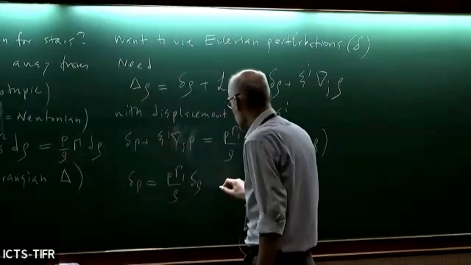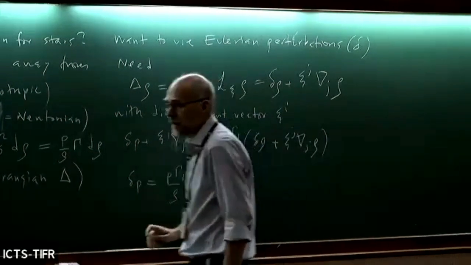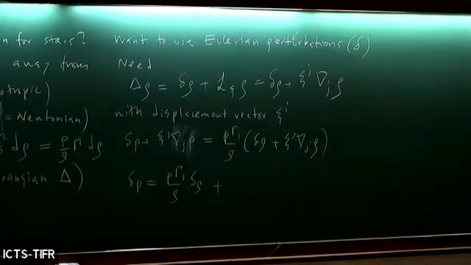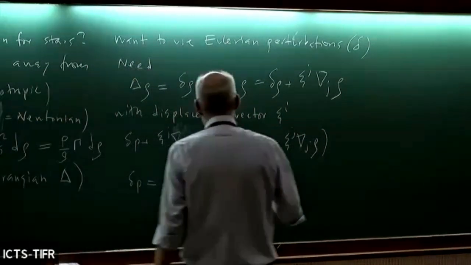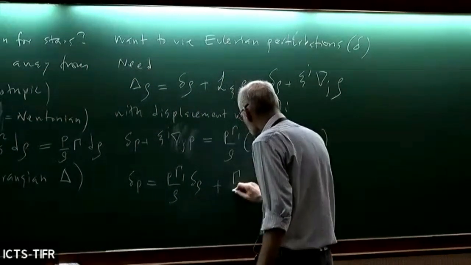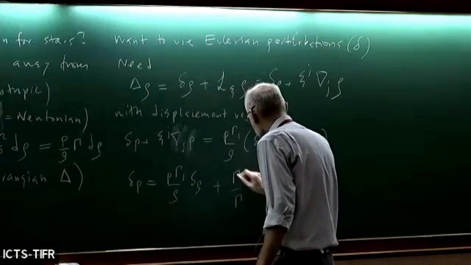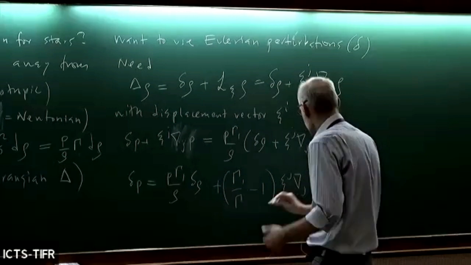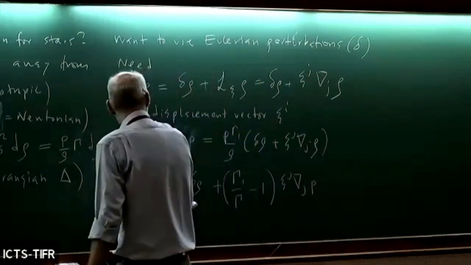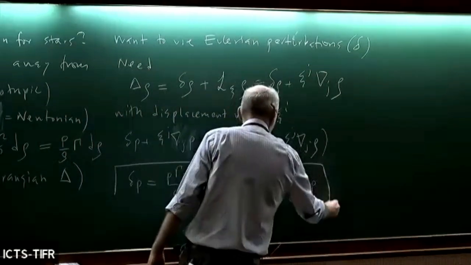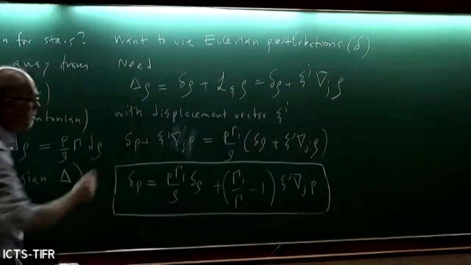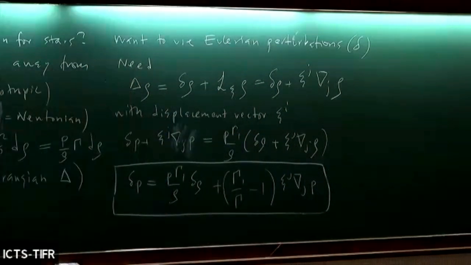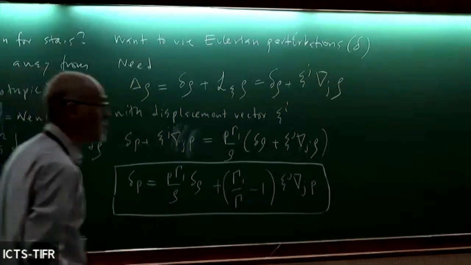And I can rewrite this in terms of another piece, which there are many ways of writing it, but we can write it like this now. Gamma 1, I think this is right. Psi^j, grad_j p. I'll put the box on that. Yeah, I think that's right.